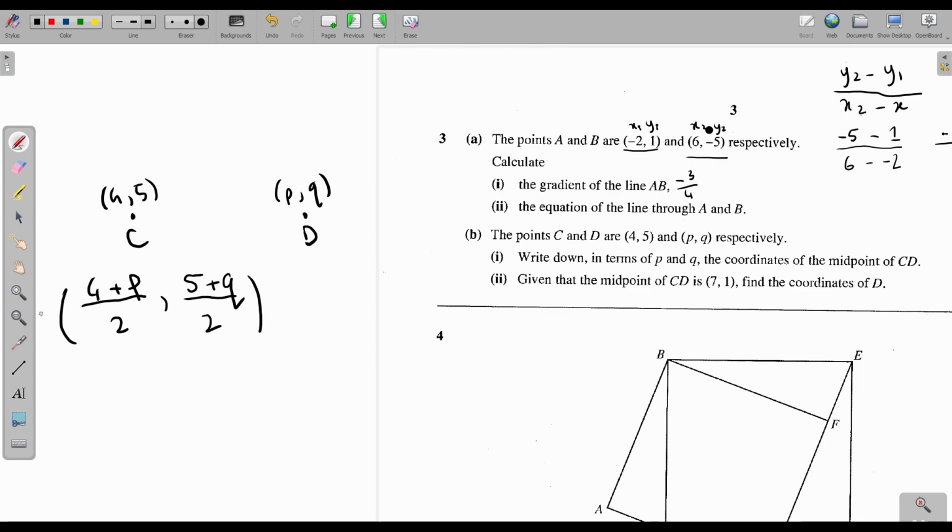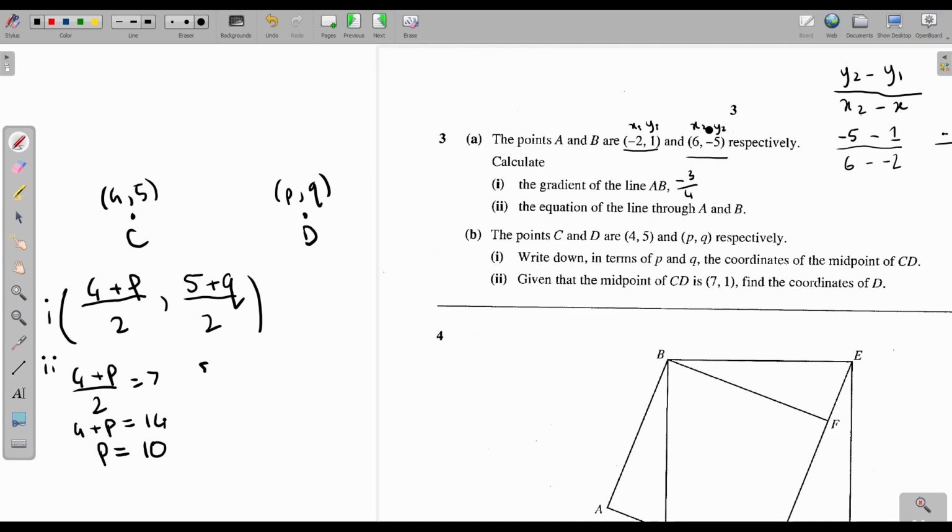So this is part 1, and then part 2 asks us, given that the midpoint of CD is 7 and 1, find the coordinates of D. So all we need to do is first find P. 4 plus P over 2 is equal to 7, which means 4 plus P is equal to 14 after multiplying both sides by 2, and P is equal to 10.